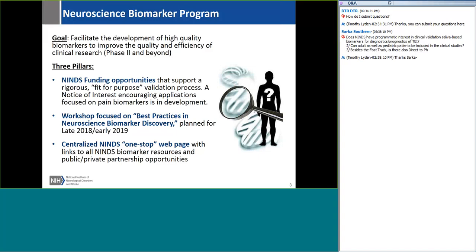Another pillar is a workshop focused on best practices in neuroscience biomarker discovery. This is planned now for late 2018, most likely in reality early 2019. And then the last part of the plan is a centralized NINDS one-stop webpage that will have links to NINDS biomarker resources, including some of the repositories, as well as information from the FDA and public-private partnership opportunities.